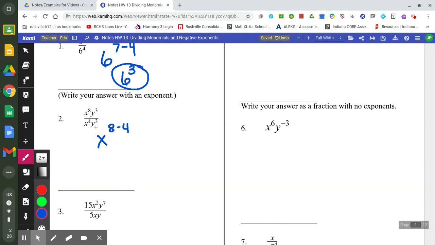And then I have my y's, top exponent minus bottom exponent. So this now becomes x to the 4th, and this is y to the 0. And when we have an exponent of 0, whatever it's attached to becomes a 1. So the final answer for this one would just be x to the 4th.